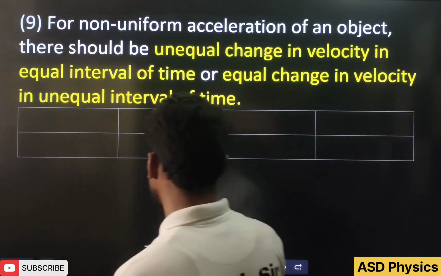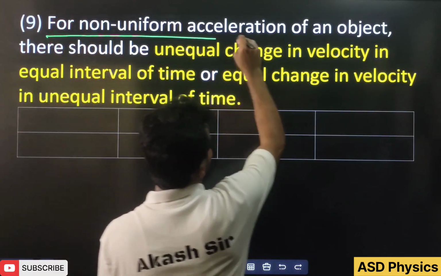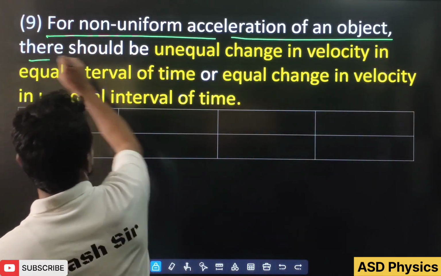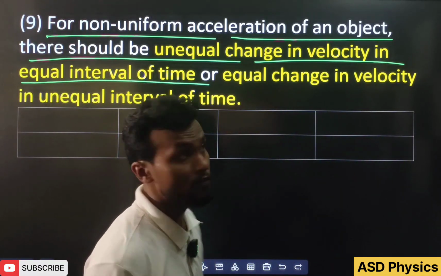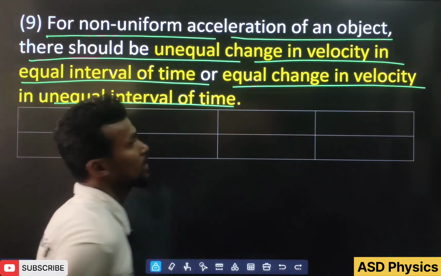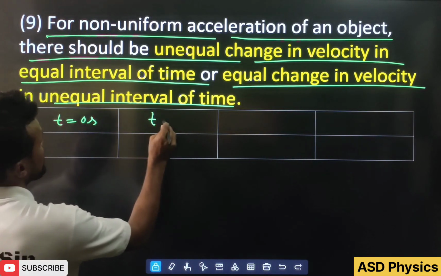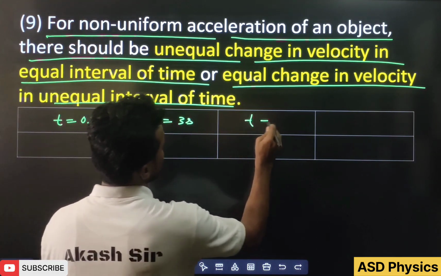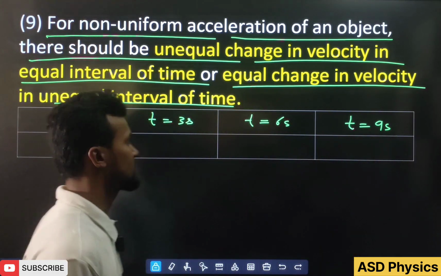Okay, great. Now students, see the last point here. For non-uniform acceleration of an object, there should be unequal change in velocity in equal intervals of time, or equal change in velocity in unequal intervals of time. Remember that here. t equal to 0 second, t equal to 3 second, t equal to 6 second, and t equal to how much is this? 9 second. The basic thing we are doing here.